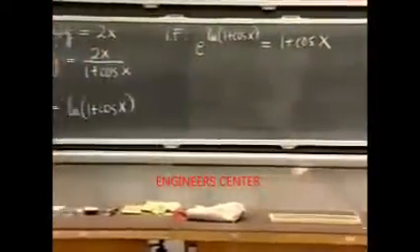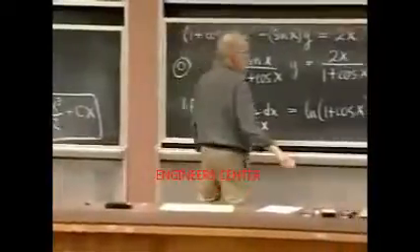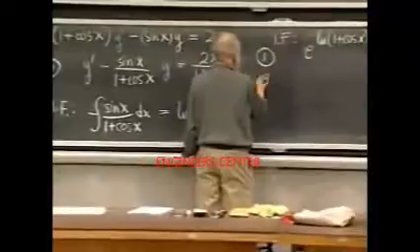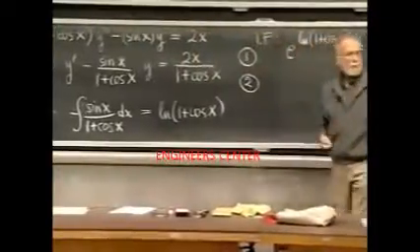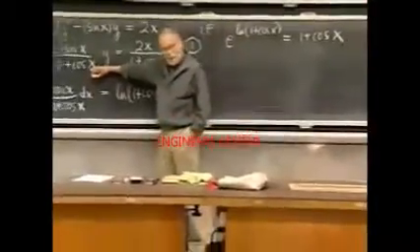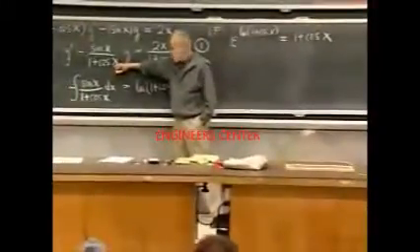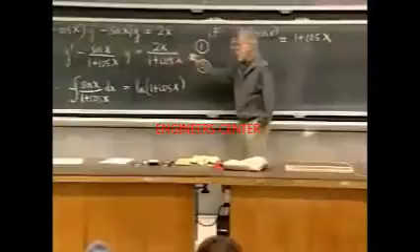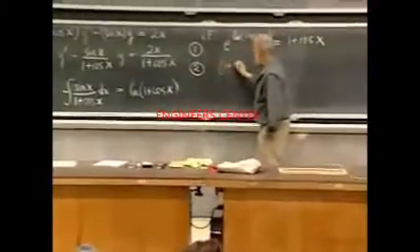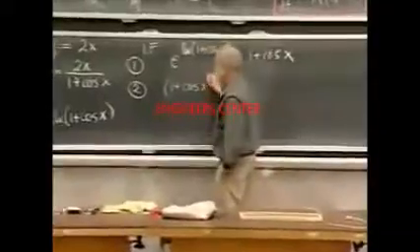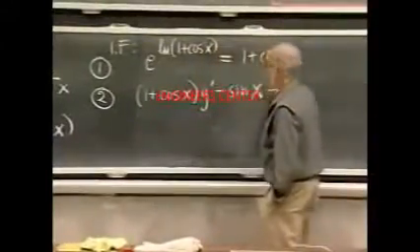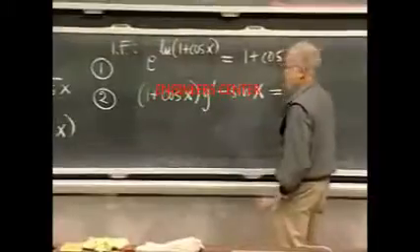So this was step 0. Step 1, we found the integrating factor. And now step 2, we multiply through by the integrating factor. And what do we get? We multiply through the standard form equation by the integrating factor. And if you do that, y prime gets the coefficient 1 plus cosine x. Y prime minus sine x equals 2x.